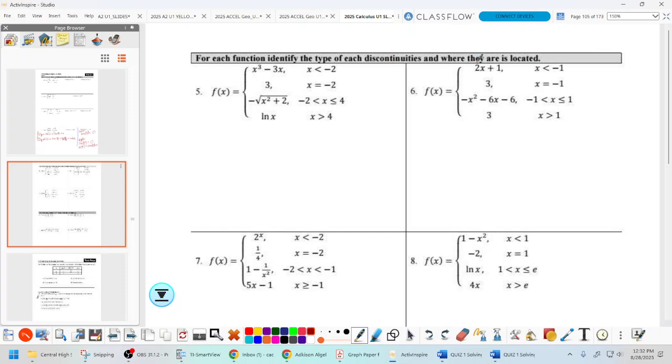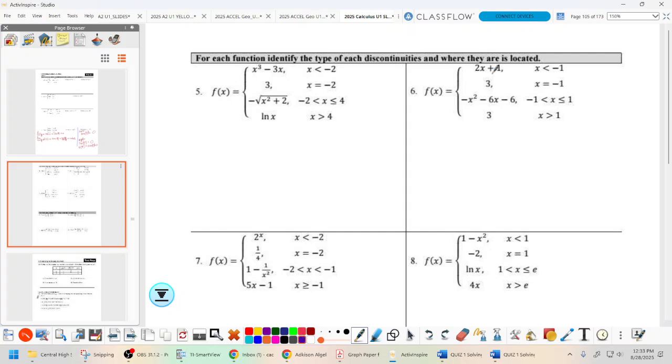You like the wording up here? The type of each discontinuities and where they are is located. Good thing this is not an English class. Alright, well, how do we know what type discontinuity is? Yeah, so limits can help us see if it jumps. None of these have denominators, so are we going to expect to see any asymptotes? No. How about holes? How do we make a hole? 0. And numerator. It's got to be both, right? So we don't have that here. So really, we'll just see if there's any jumps.